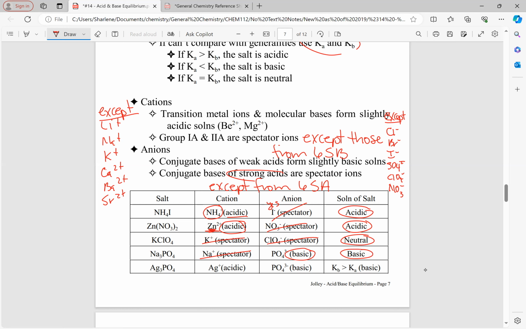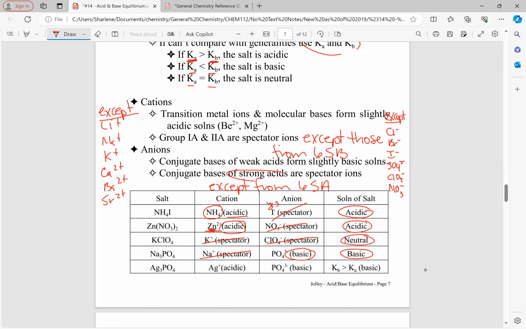All right, now that's a nice qualitative test, which most of the time is probably good enough. But what if they both come from weaks? How are you going to tell what the overall acidity is going to be? Well, now you have to compare numbers. So if the overall Ka is greater than the Kb, it's going to be acidic. If the Ka is less than the Kb, it's going to be basic. And if for some reason you magically get them to be identical, it would be neutral.